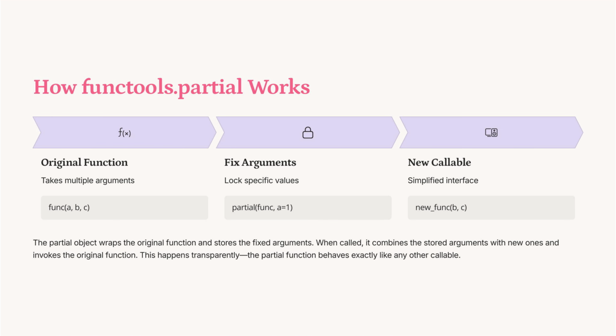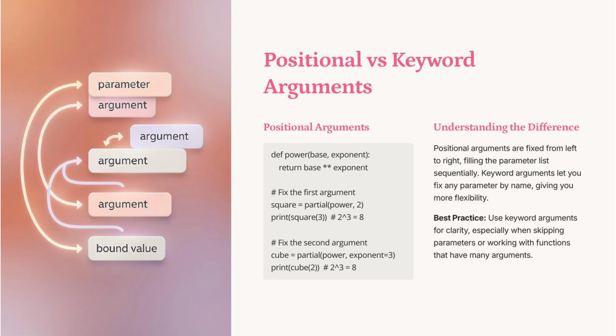The functools.partial function simplifies interfaces by locking specific arguments. It wraps the original function, storing fixed values, and when invoked, combines these with new arguments. This creates a new callable that behaves like any other function, offering a streamlined way to manage complex functions with multiple parameters. Positional arguments fill parameters sequentially, while keyword arguments allow flexibility by fixing parameters by name.